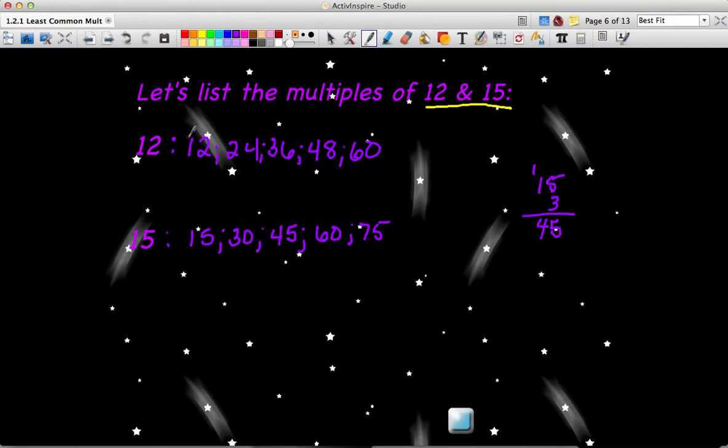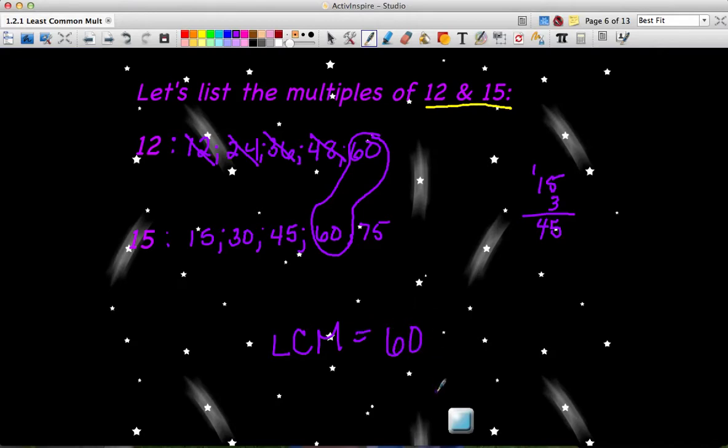Okay, so then I start over here. Do they have 12 in common? No. Do they have 24 in common? No. Do they have 36 in common? No. Do they have 48 in common? No. Do they have 60 in common? Yes, because they have 60 in common, and that's the first number we got to. That is their least common multiple, otherwise known as the LCM. So the LCM of 12 and 15 would be 60.